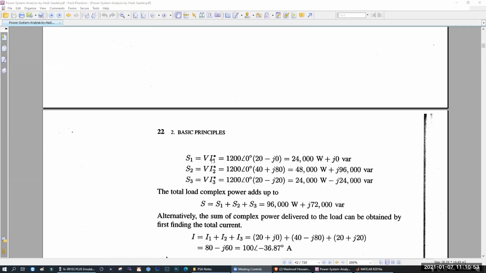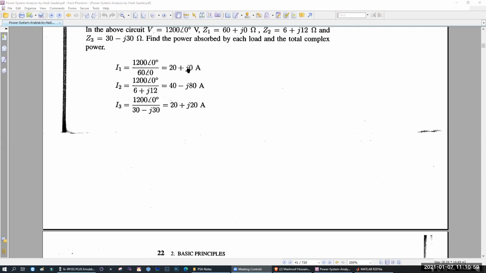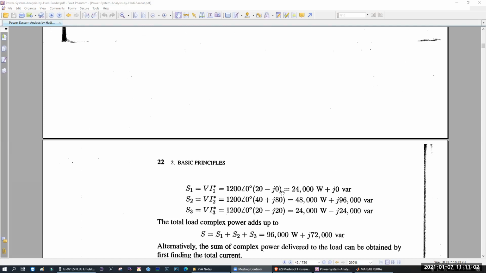See, V into I conjugate. V is given. I1 conjugate: I1 was 20 plus J0, so it will be 20 minus J0. So from there, you will get 24000 plus J0. The first one is your P, that means real power. That is watt, W-A-T-T. Next one, with J, that means with the complex number, that is your reactive power. That is called VAR, V-A-R.